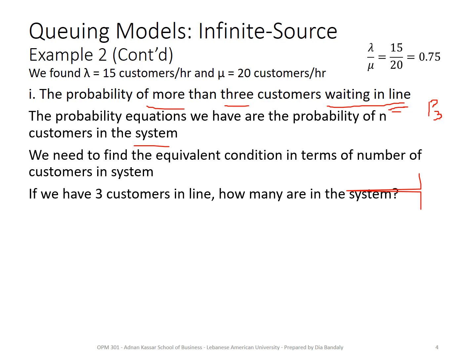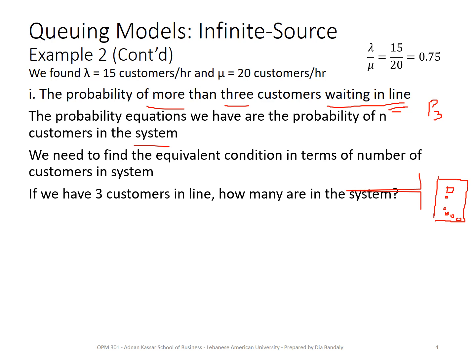So here we go. This is our system, and I have one server as given to us, in which case I can see 3 people waiting in line. Why are they waiting in line? Because the server is busy. Busy with whom? Busy with one more customer. So 3 in line means what? Means 4 in the system. Similarly, 4 in line means 5 in the system, and so on. This is a relationship between number of people in line, number of people in the system.